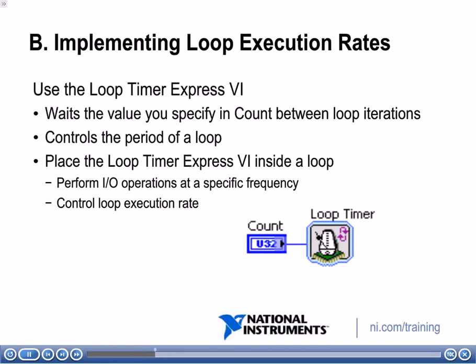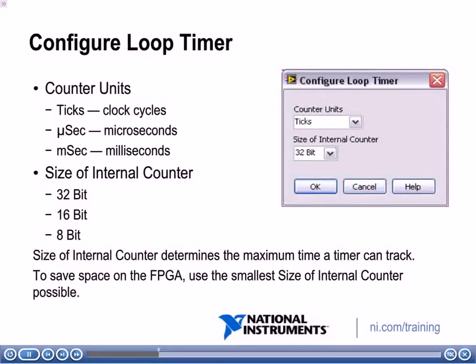We'll take a look at a block diagram to see how this actually works. When you double-click that loop timer Express VI, you get a configuration dialog. In that configuration dialog, you're able to specify the counter units, and you're also able to specify the size of the internal counter. Let's talk about the counter units first. You can have it in units of milliseconds. You can also get it in units of microseconds, or you can use ticks, which is clock cycles. If you're using ticks, that's one way you can get nanosecond resolution, and we'll talk about that more later as well.